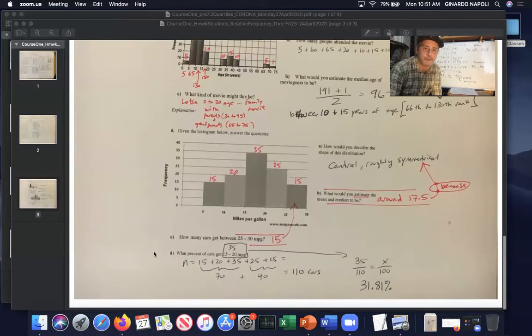And then once we want to find the percent that's from 15 to 20, when we add all these numbers, we get a total. So there's 110 cars represented in this histogram. So what's the percentage of the 35 in between 15 and 20 miles per gallon out of 110 cars? Here's the problem, and then you just convert that to a percent.